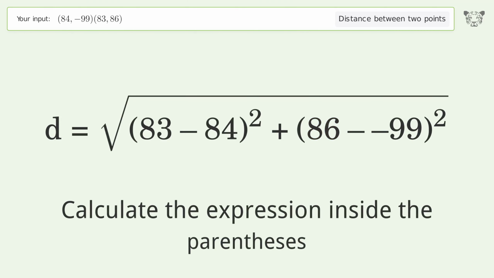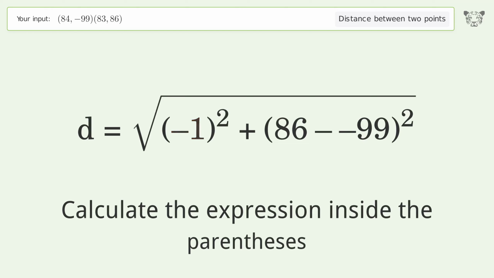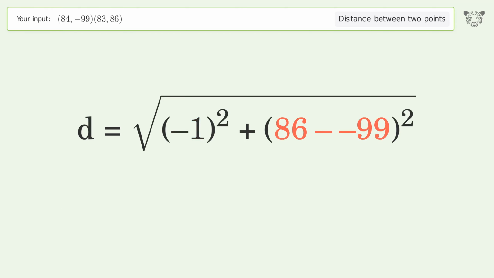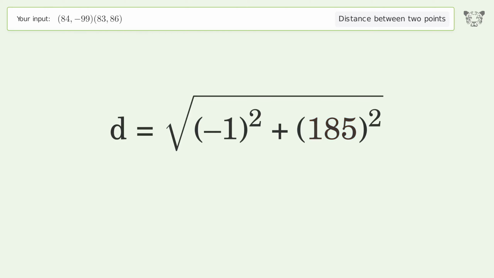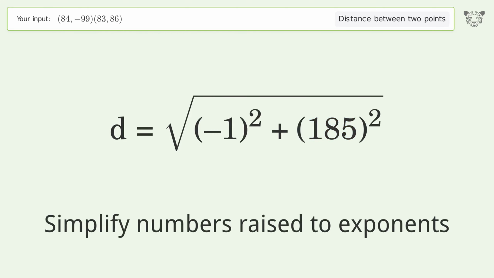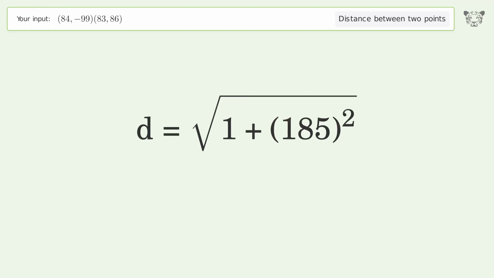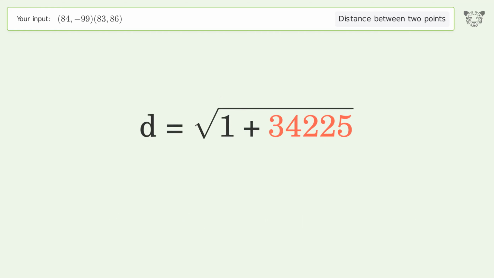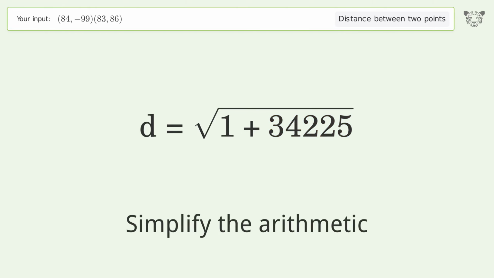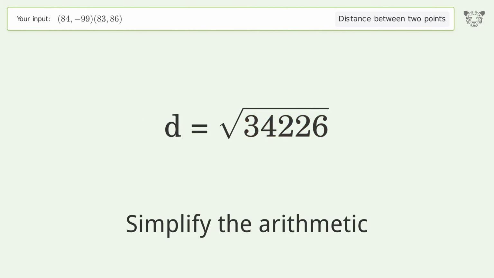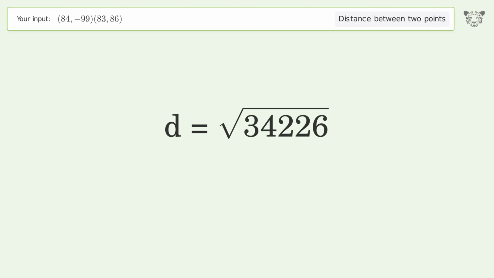Calculate the expression inside the parentheses. Simplify numbers raised to exponents. Simplify the arithmetic. And so the distance between the 2 points is the square root of 34,226, or 185.003.